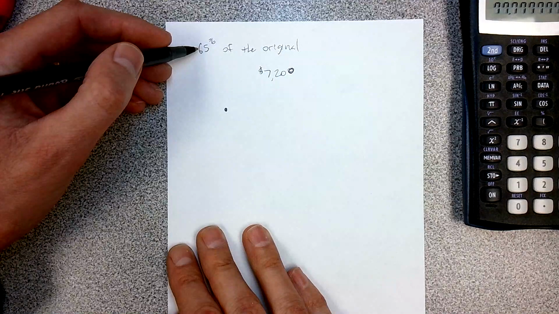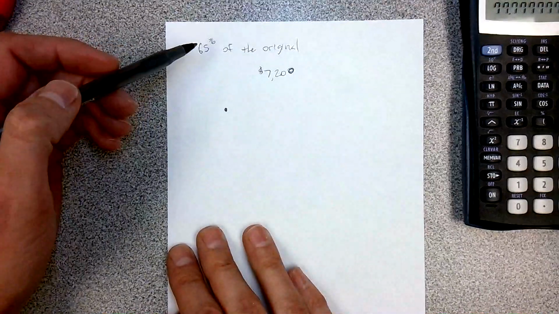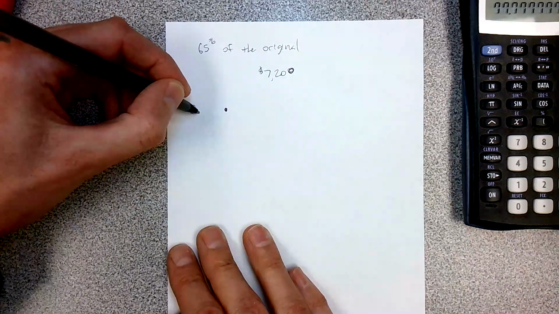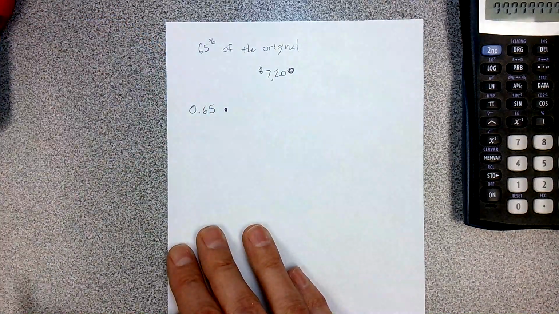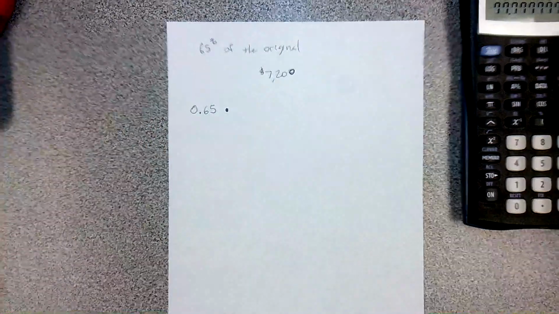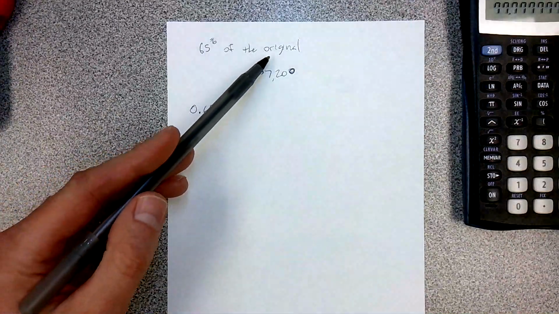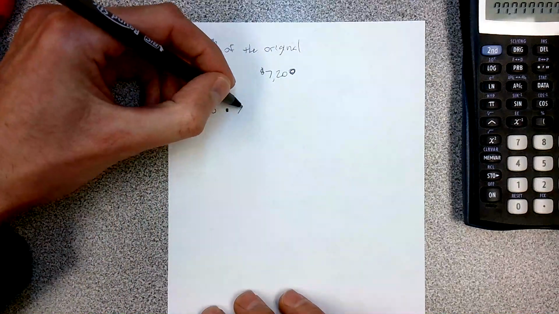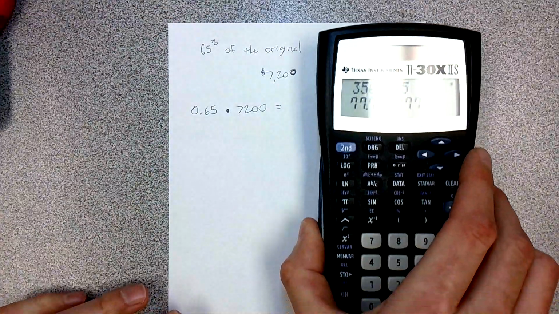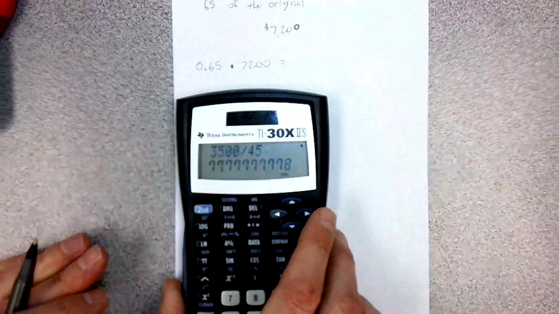Now, if we're going to use a calculator, which most people do, we need to change this percent to a decimal. Calculators don't like percents, they only like decimals. 65% would be 65 hundredths because percents are out of 100. And the original amount was $7,200. There we go, I've written my equation. You can sort of see my calculator.